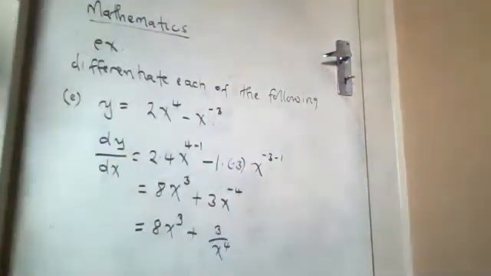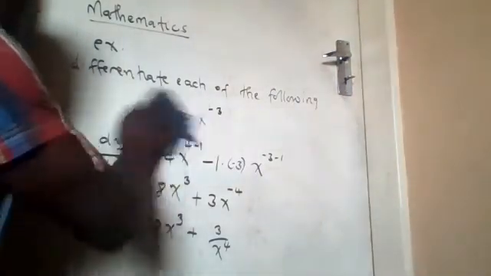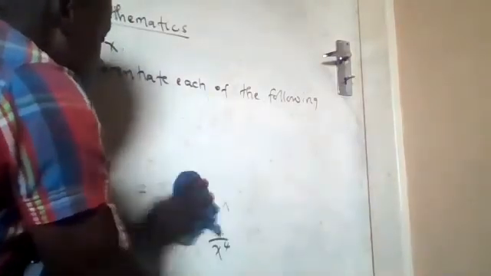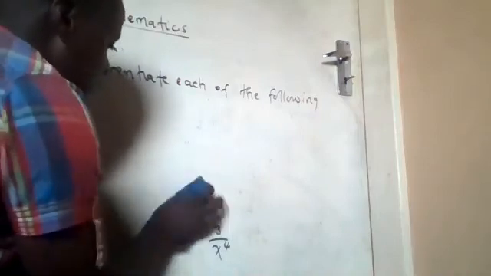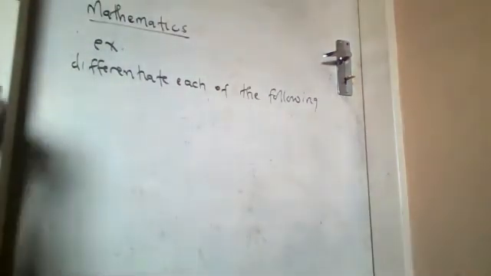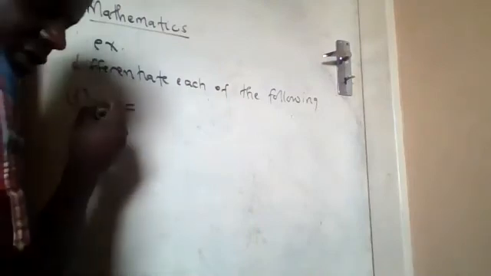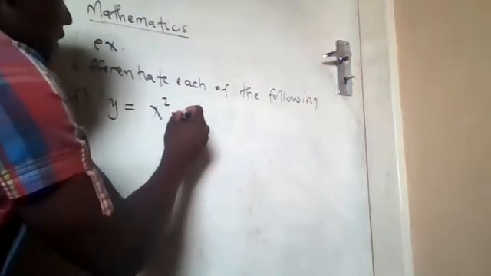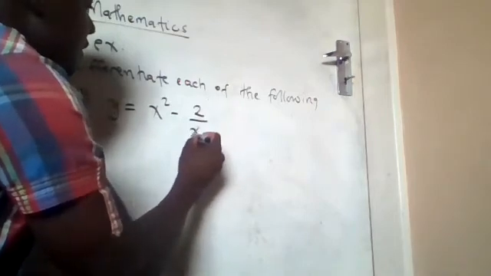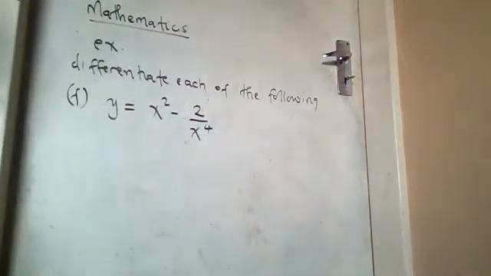The last one. Let's look at the last one. So if we have y is equal to x squared minus 2x raised to power 4. Now look at that.